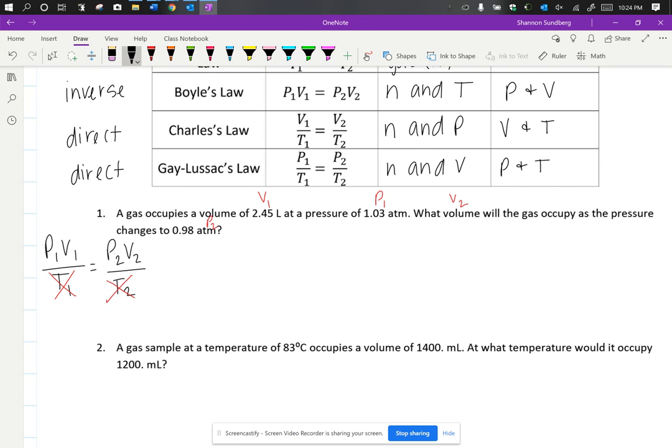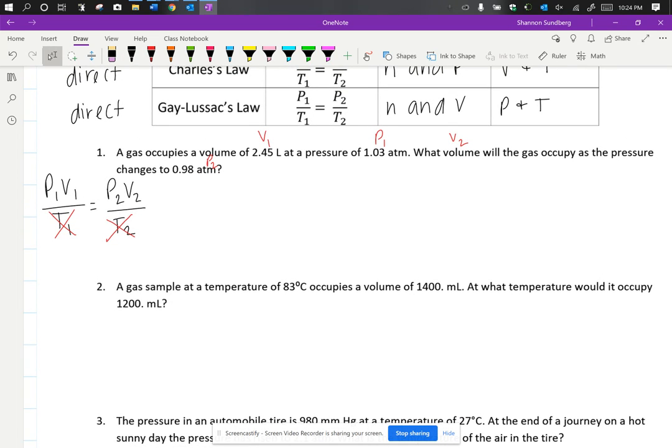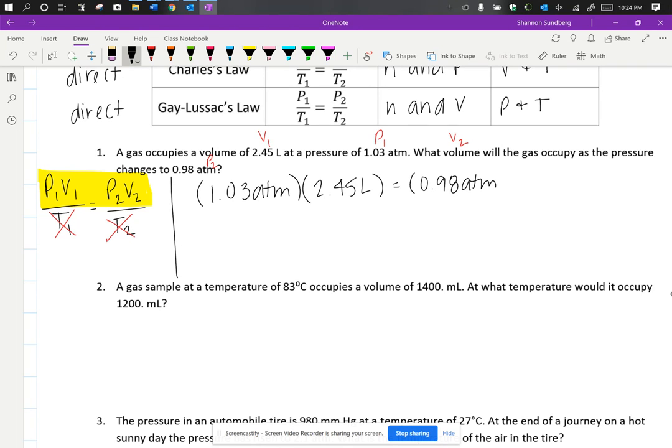Okay, so now we just have to solve our problem here. So this is what our end formula is going to consist of, this P1, V1, P2, V2. All right, so P1 here is 1.03 atmospheres. V1 is 2.45 liters. And then my P2 is 0.98 atmospheres. And then V2 is what I am looking for. So I'm just going to highlight that so I don't lose it.